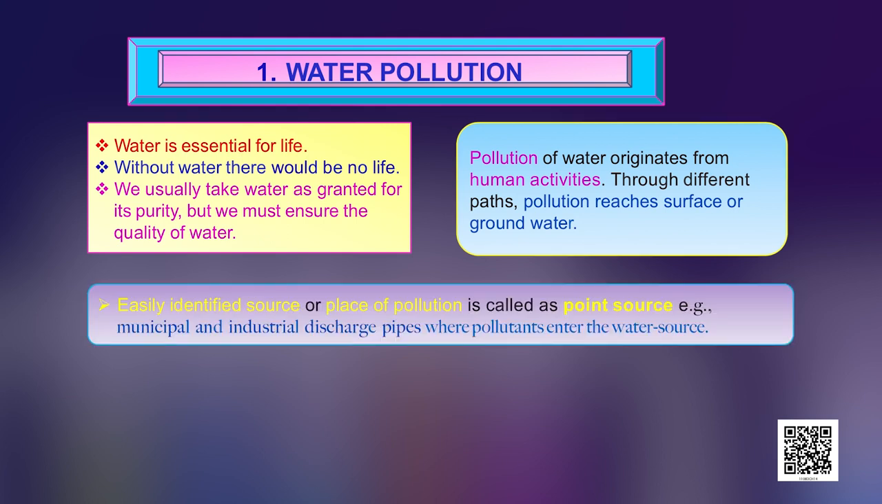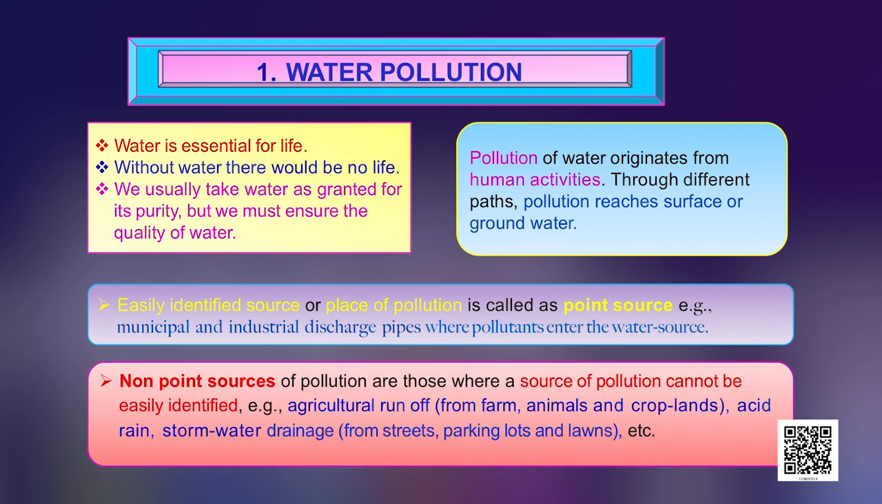An easily identified source or place of pollution is called a point source of pollution. For example, municipal and industrial discharge pipes where pollutants enter the water sources are point sources of pollution, whereas non-point sources of pollution are those where a source of pollution cannot be easily identified. For example, agricultural runoff, that is from farms, animal or croplands, then acid rain, storm water drainage from streets, parking lots and lawns, etc., are non-point sources of water pollution.